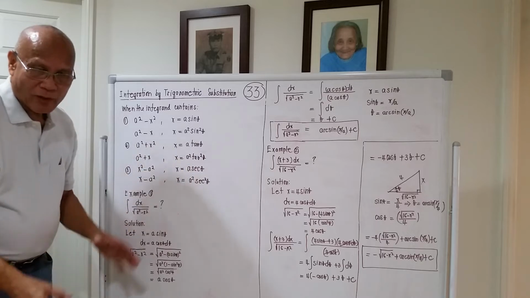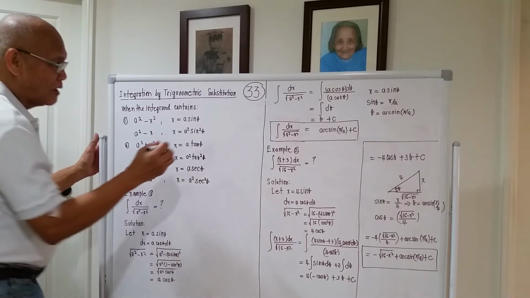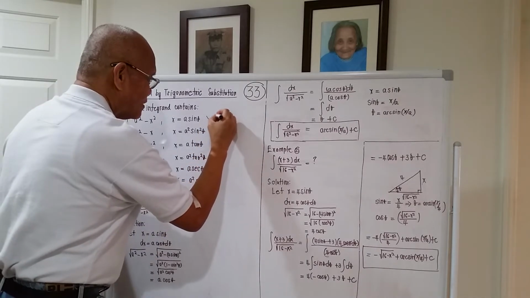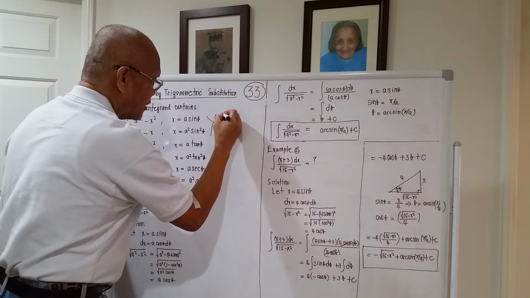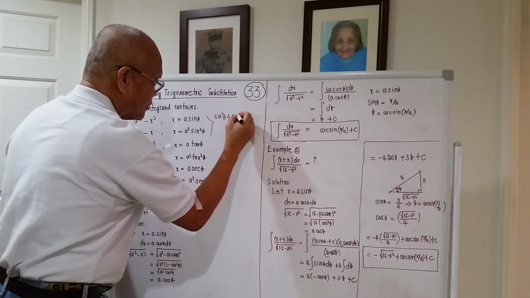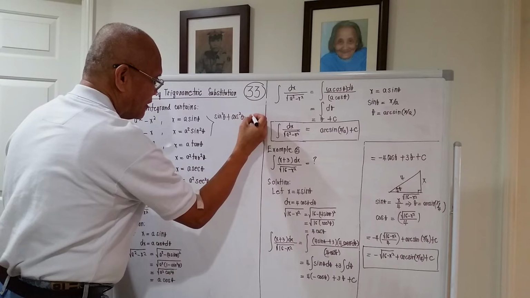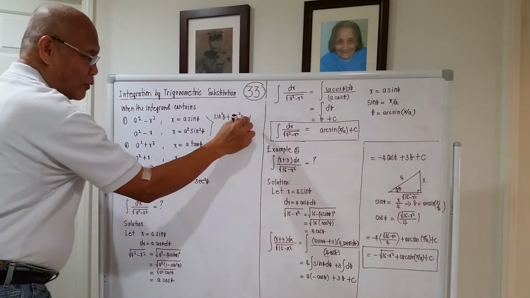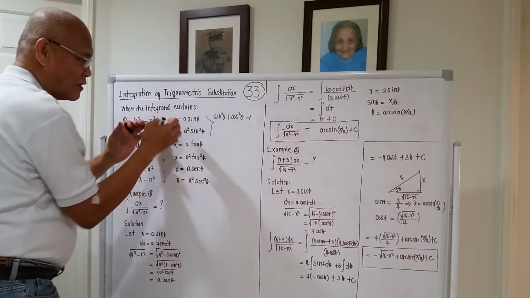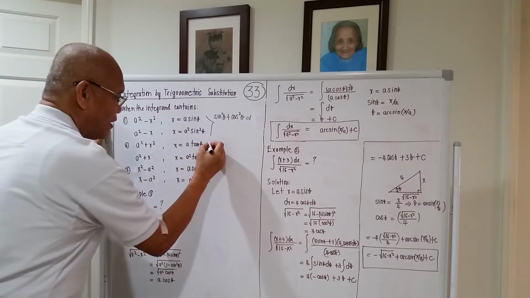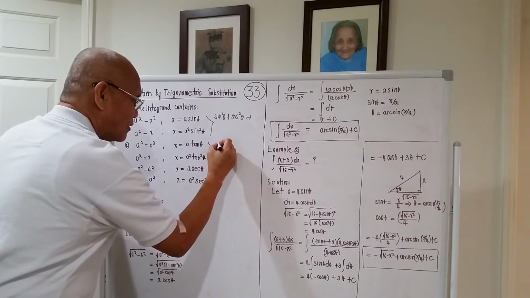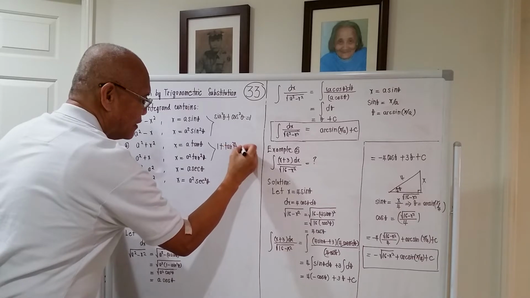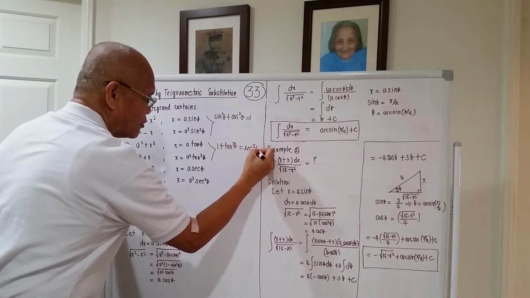What's the significance of this one, guys? In this one here, we are to use sine square of theta plus cosine square of theta equal to 1. We need this identity upon the substitution of this. For this one here, 1 plus tangent square of theta equal to secant square of theta.